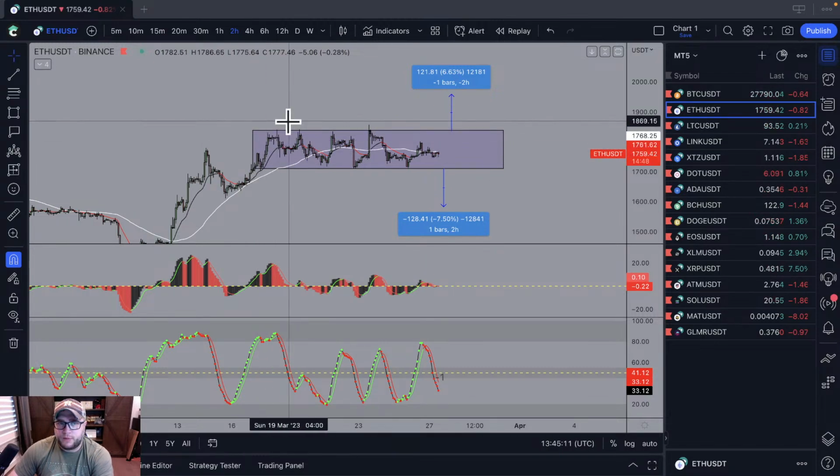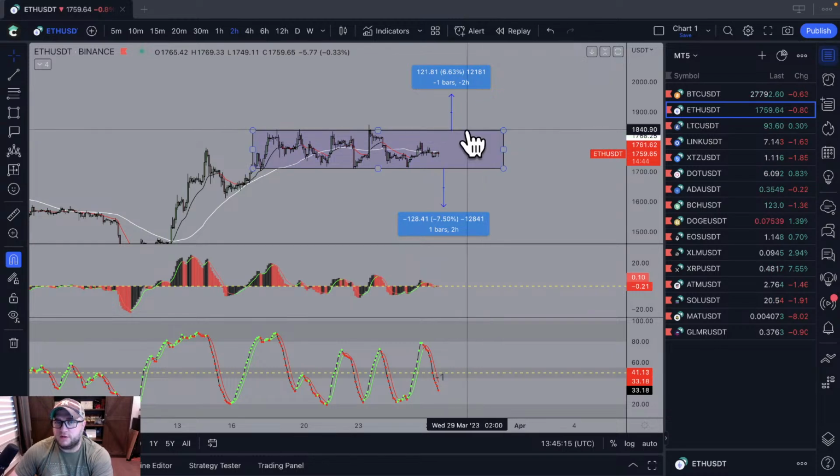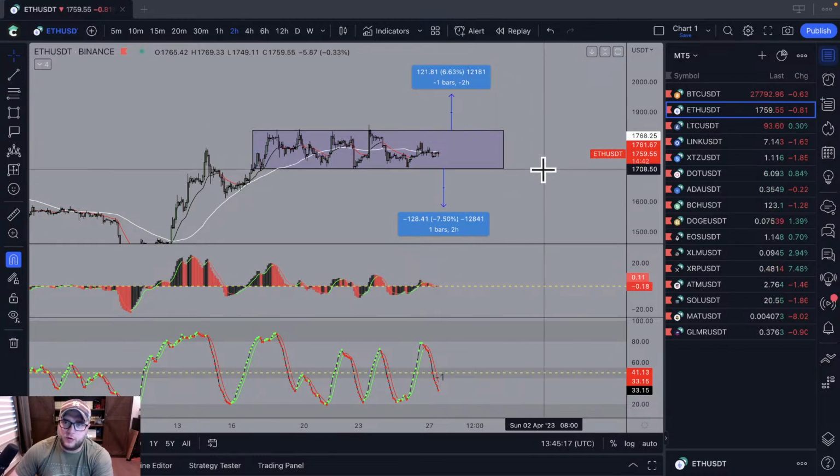Breaks out, comes back down and retests it, doesn't enter back into it and close into it, comes back down and tests it, and then goes back up.